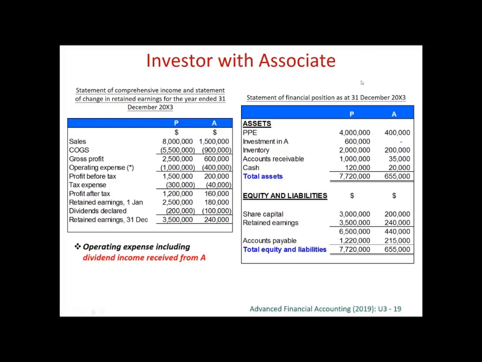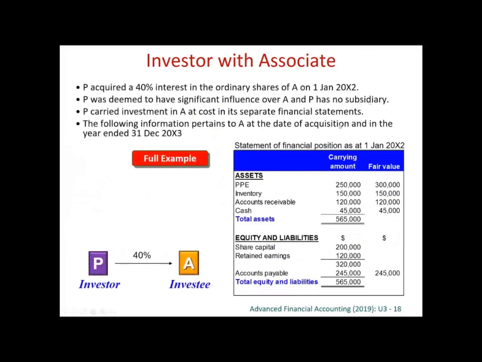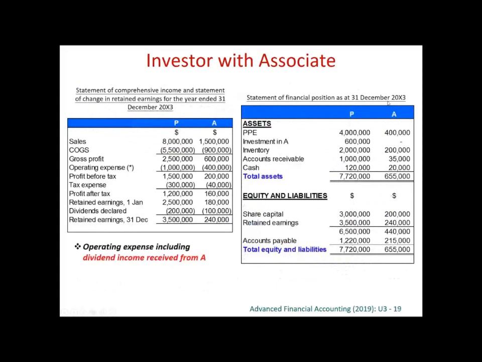Now it is already 31st of December 2003. The acquisition took place on 1st of January 2002. So year 2, year 3, this is the second year after the day of acquisition. Therefore, on 31st of December 2003, we want to prepare the record for this investment in associate using the equity method.